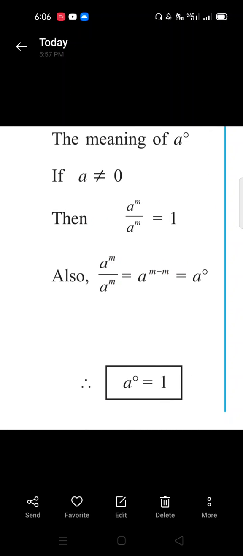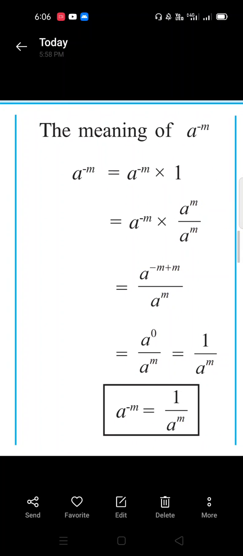Now students, we will learn 3 rules of indices. Let's come to the first rule: the meaning of a raised to 0. All these examples are from your textbook, page number 45. What is the meaning of a raised to 0? Always remember, when any number is raised to 0, the answer is always 1. So a raised to 0 is 1.